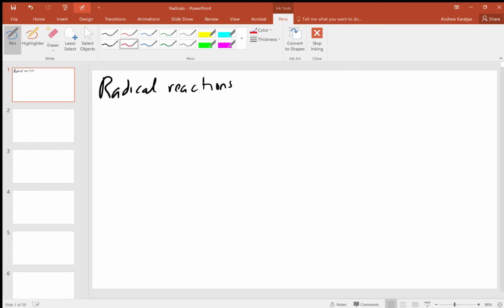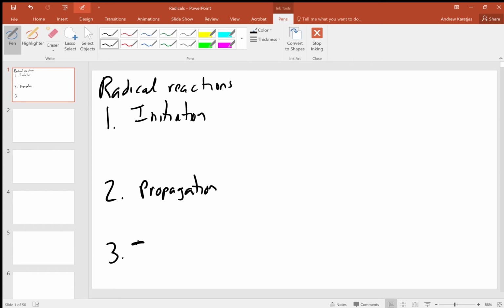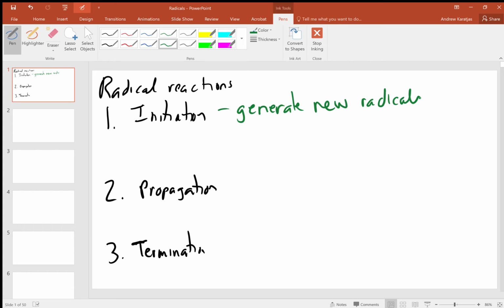Now, every radical reaction has three basic steps: initiation, propagation, and termination. An initiation step will generate new radicals. And specifically, it does that from non-radicals.